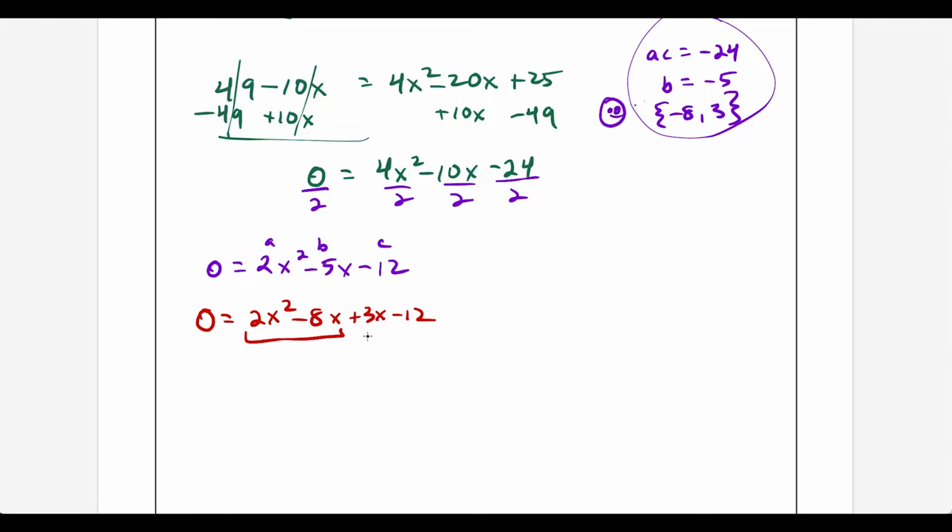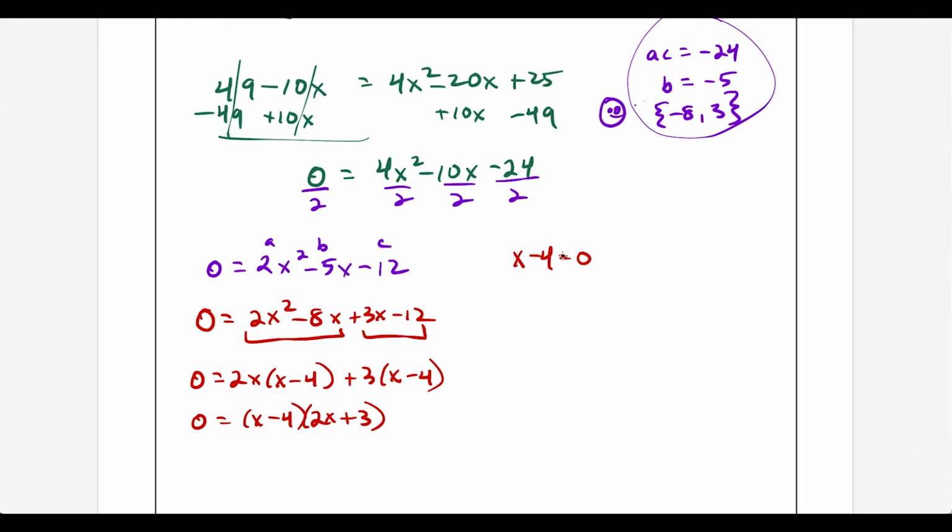And now we factor by grouping. So this is going to break down to 2x times x minus 4 plus we take out a 3, we're going to have x minus 4. And now we could factor the x minus 4 out, and we're going to have a 2x plus 3 left over. So now for the next part here, we could just set each factor equal to 0.